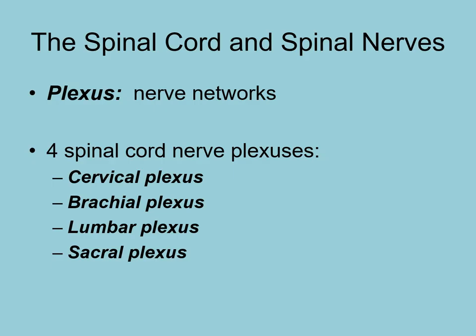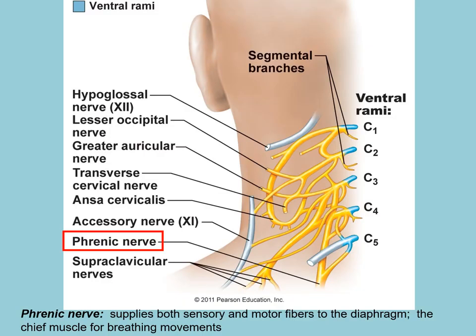Plexus just refers to a network of nerves. There are 4 major spinal nerve plexuses: cervical plexus, brachial plexus, lumbar plexus, and sacral plexus. They're named by the location of where they are. Some of the major spinal nerves, such as the phrenic nerve we'll mention, supply both sensory and motor, so it's a mixed nerve. When we say innervating, we mean that it's the nerve that is coming down and stimulating the diaphragm. So it's going to be extremely important in helping with breathing.